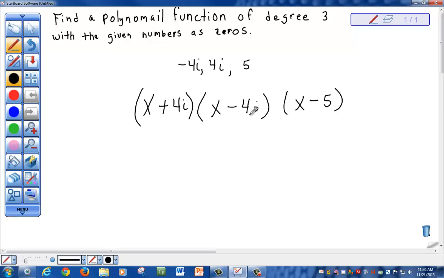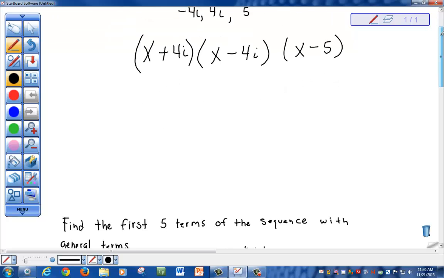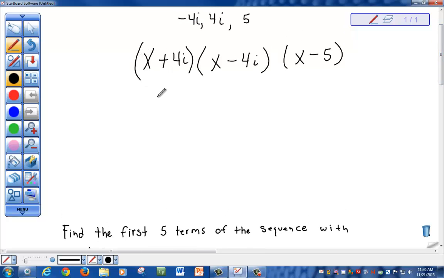Since we have 4i and -4i, they're both similar, so it'll make it easier for us to FOIL these first. x times x is x squared. x times -4i is -4ix. Then positive 4i times x is positive 4ix. 4i times -4i is -16i squared.